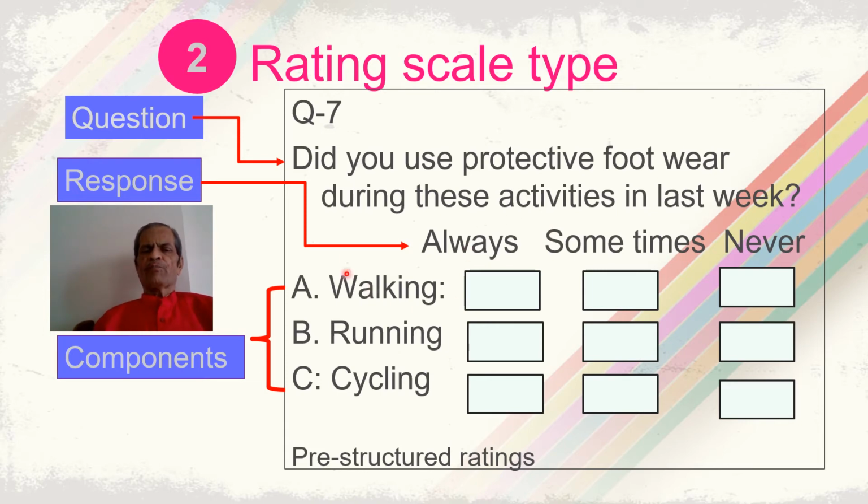So if you have used the protective footwear always during walking, you check in this box. If you have never used, you check in this box. So accordingly, one checks against the appropriate box, and that will be the appropriate response for the question. So in this type of question, the rating scale is there, which is a pre-structured rating, and it is in the form of text.